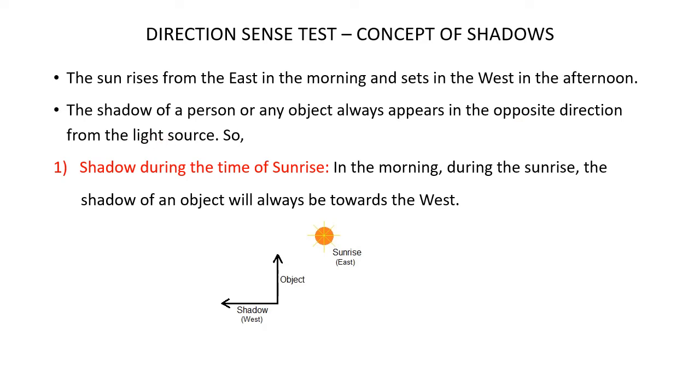So, let's see what happens during the time of sunrise. In the morning, during the sunrise, the shadow of an object will always be towards the west. Now you know that the sun rises in the east in the morning. So the shadow of any object will be in the opposite direction from the light source, which is the sun. So since the sun rises in the east in the morning, the shadow of any object will be towards the west.